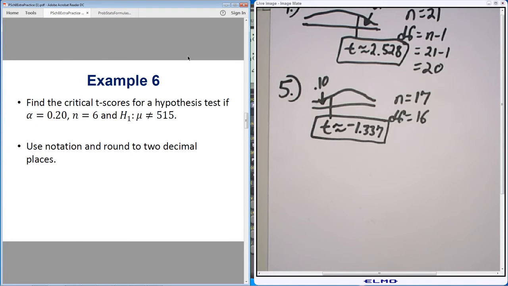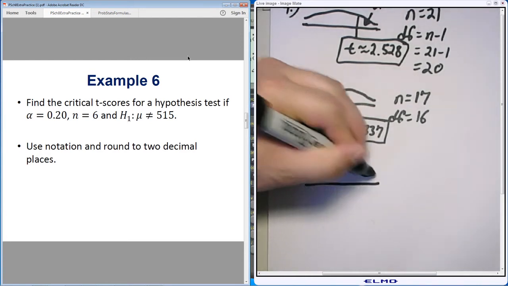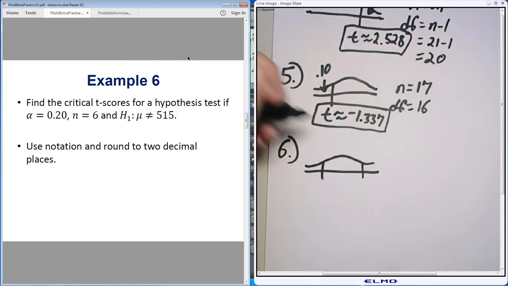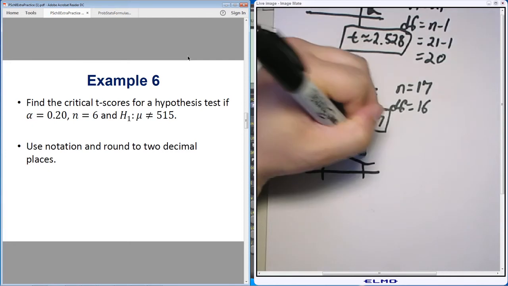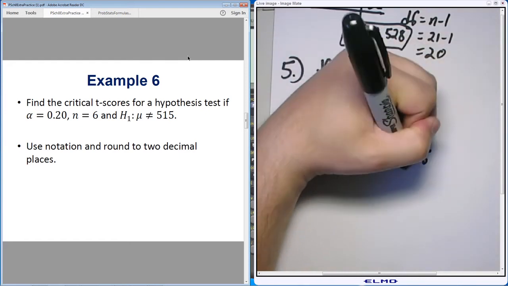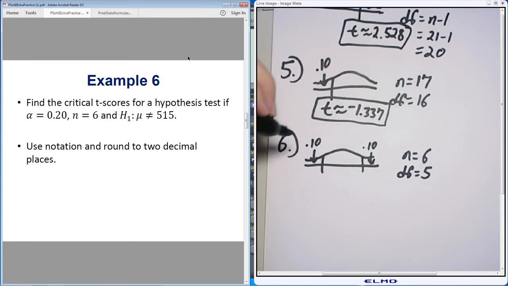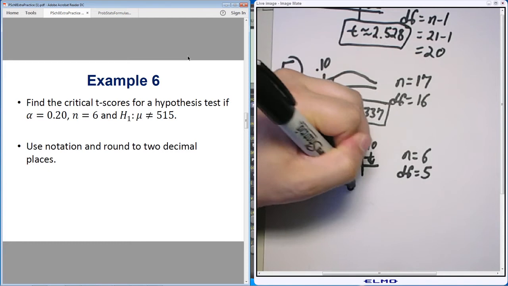Number 6. Find the critical t-scores for a hypothesis test if alpha equals 0.2, n is 6, and H sub 1 is mu is not equal to 515. This time I'll find 2 t-scores. Alpha is 0.2, so half of that will be in each tail. N is 6, so the degrees of freedom are going to be 5. We'll need both the left and right tail to complete the answer.